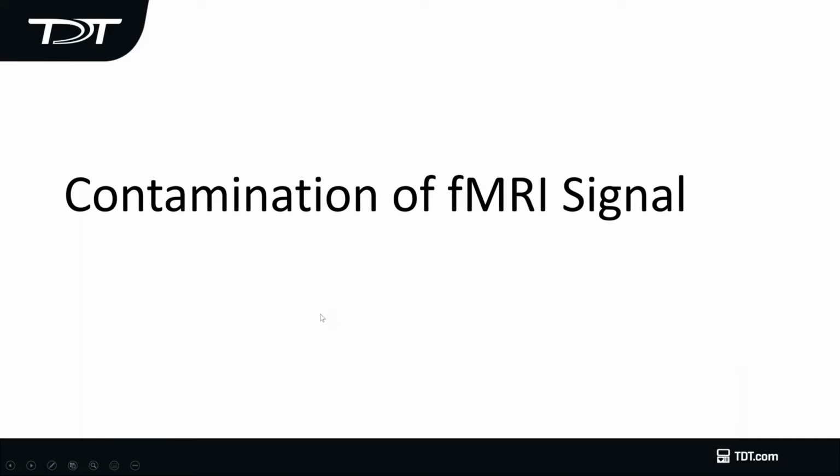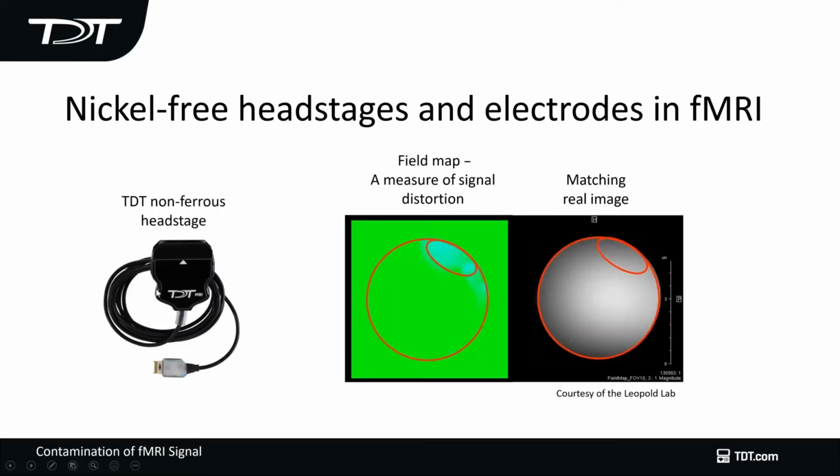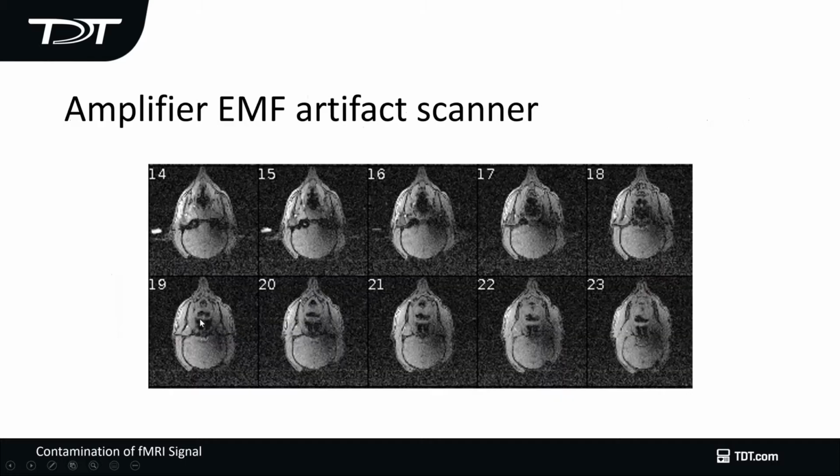The next issue is the contamination of the fMRI signal. fMRI does not do well in response to materials that are magnetic or ferrous, and this is a good example. This is where a ferrous electrode was put into the brain, and you can see that there's a significant amount of distortion. If you use a non-ferrous or fMRI-compatible head stage, you can see that there's less signal distortion. And so one of the things that TDT has provided is a non-ferrous head stage with a very long cable on it to minimize your distortion in the fMRI.